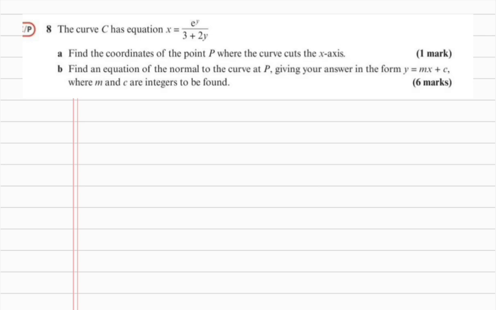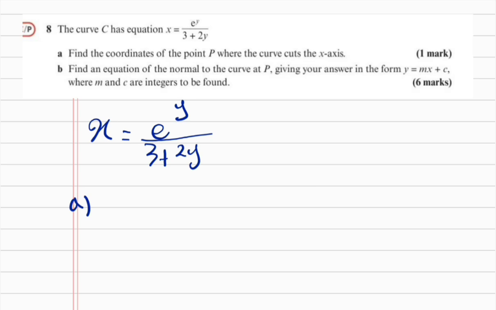So we have a curve and this is the equation: e to the x is equal to e to the y over 3 plus 2y. The reason I said it's different to the typical functions is because we have the function in terms of y, which is not very common. For part A, that's a very simple question and we need to use our knowledge from GCSE.